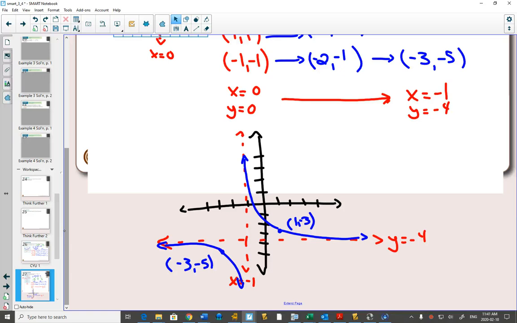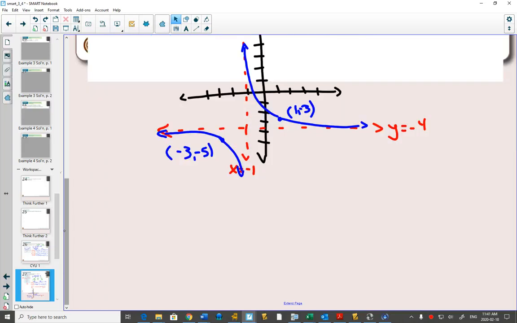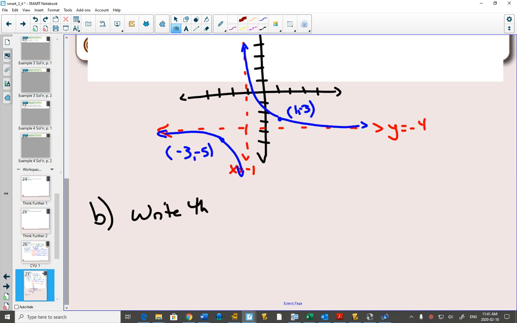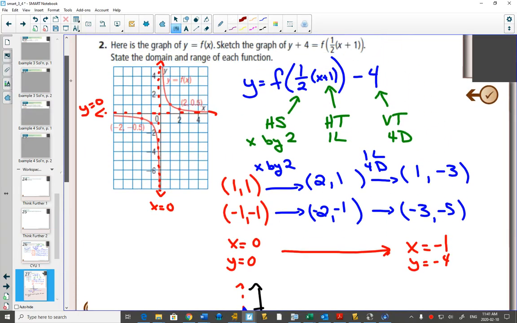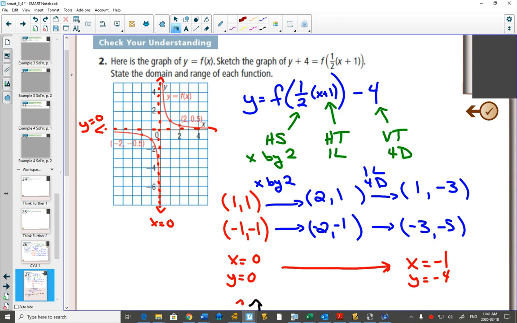Okay? I'm going to add a part B to this one. Write the explicit equations for each graph. So to start with, our original graph, they gave it to us in function notation. So it could have been anything. It could be something that we don't know. But this is a graph that you know the equation for. What graph was this one?